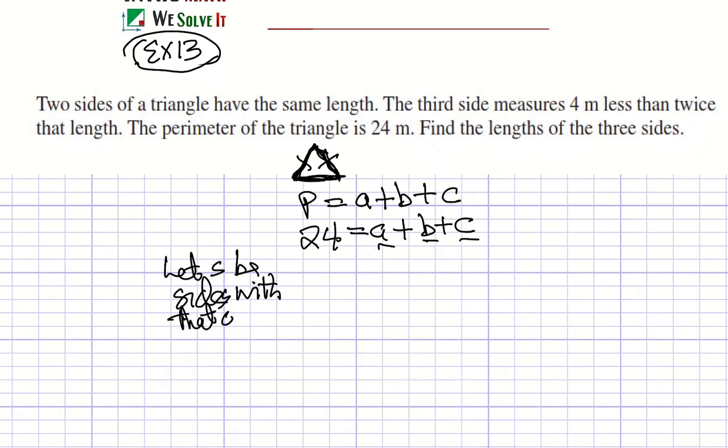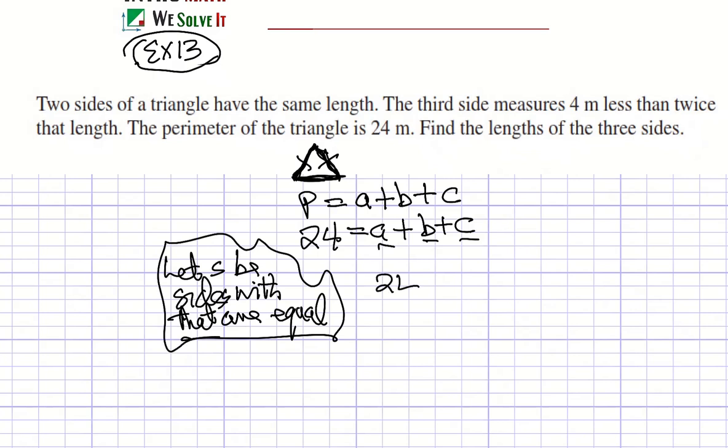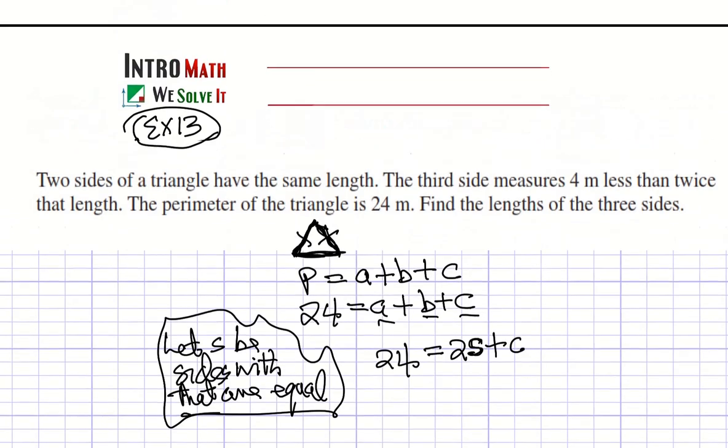Those are equal, right? Okay. So we said that 24 is equal to 2s plus some other side. Let's call that one C for now.